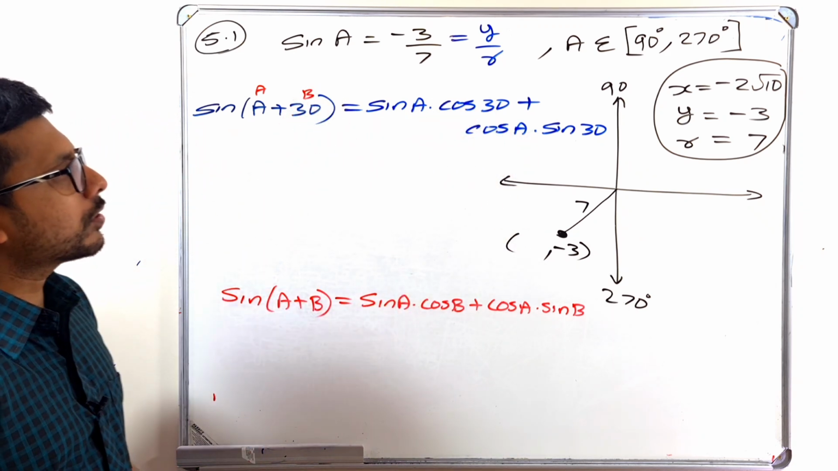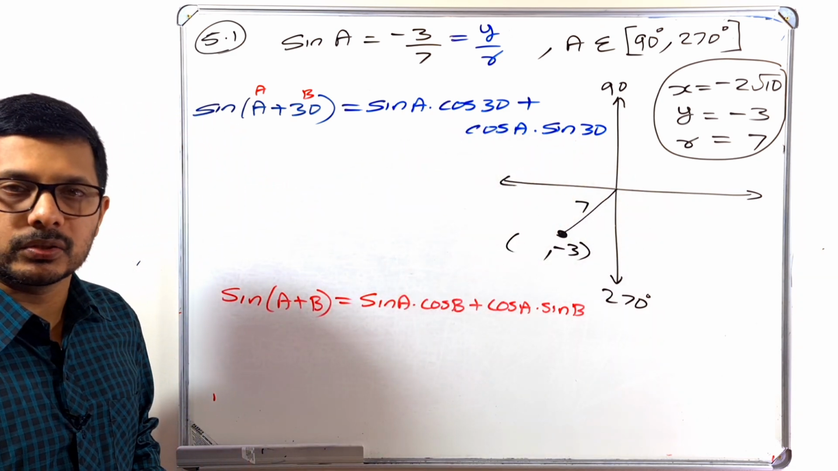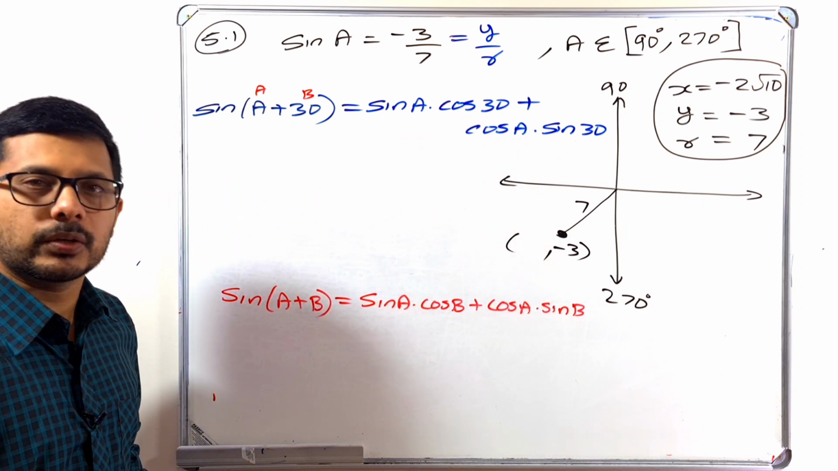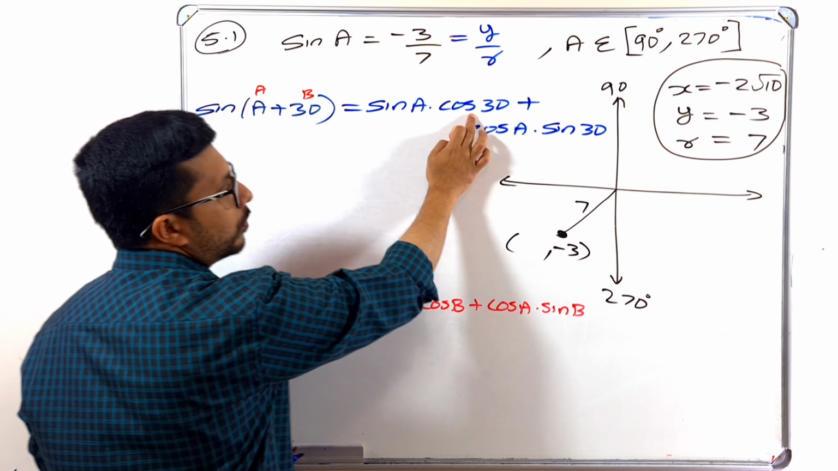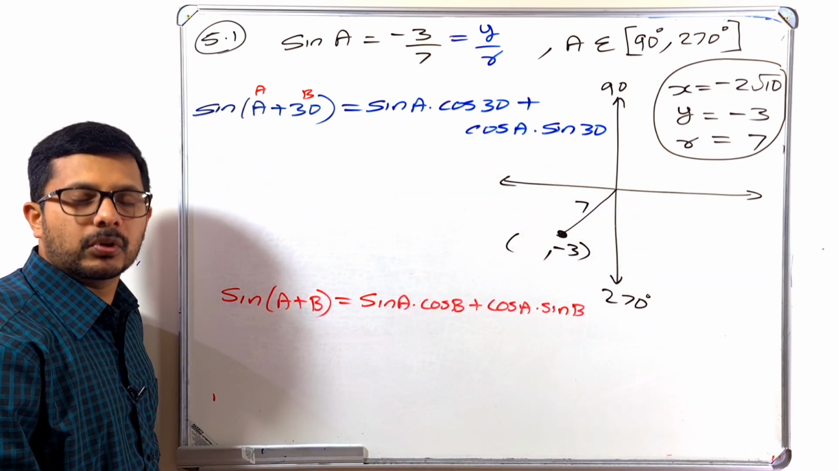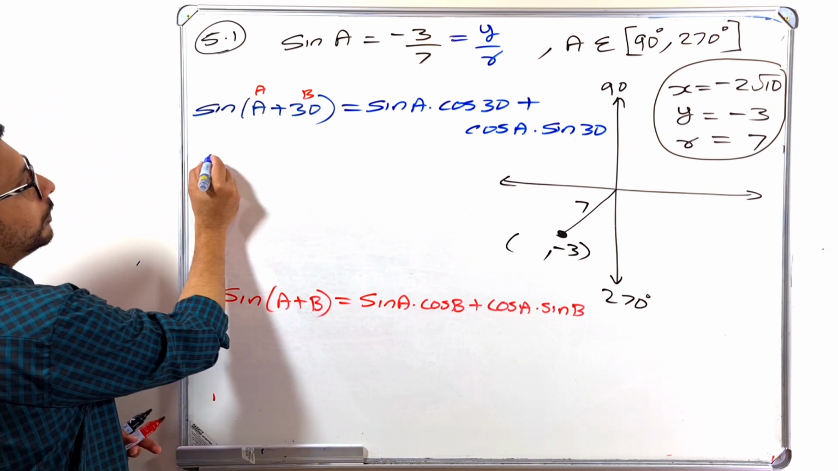Cos 30 and sine 30 are special angles, is it not so? What is the value of cos 30? You have to know that one. Root 3 by 2. And what is the value of sine 30? It is half, or 1 over 2. Now we are going to substitute that.